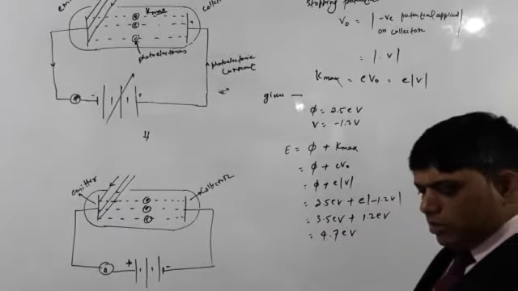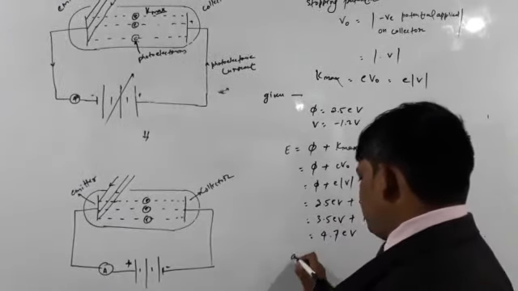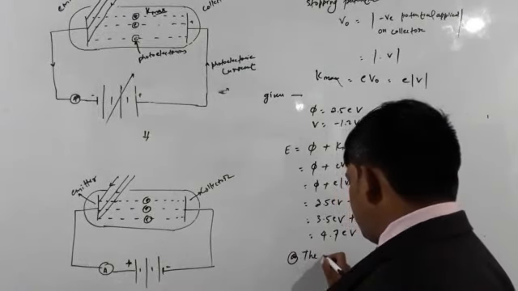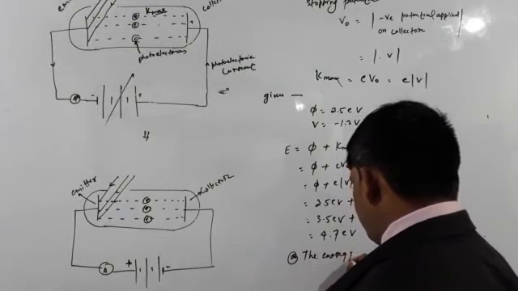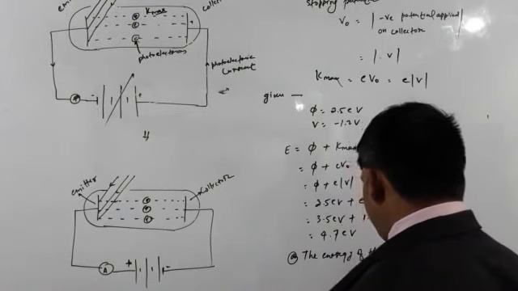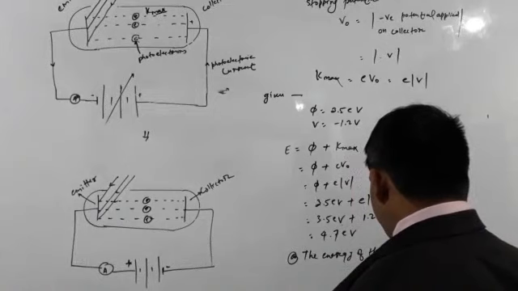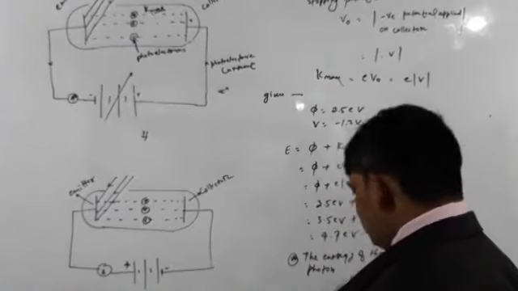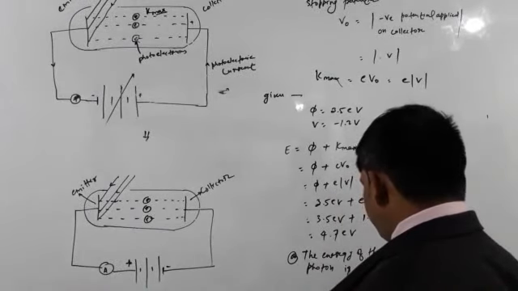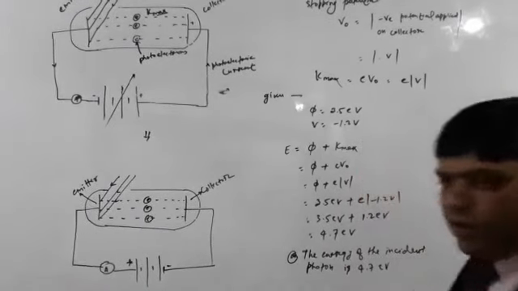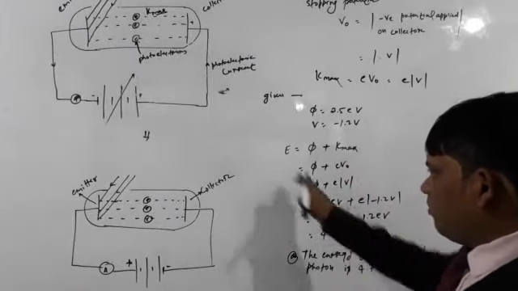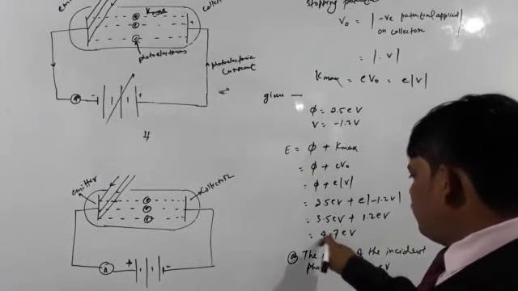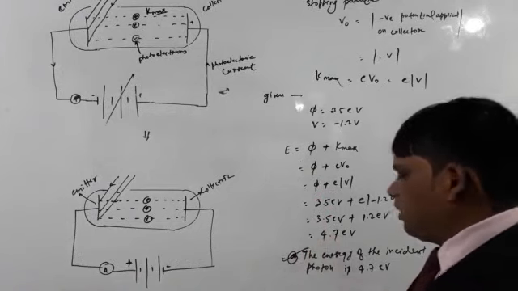Hence we can see in option A, the option A says that the energy of the incident photon is 4.7 electron volt, and we have also calculated that the energy of the incident photon is 4.7 electron volt. So option A is correct.